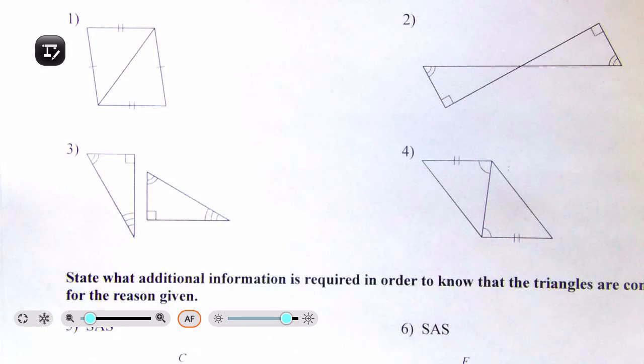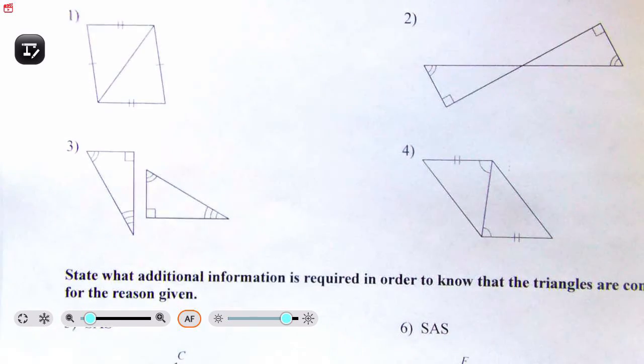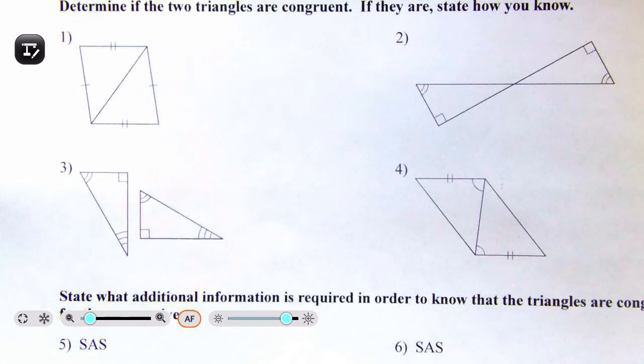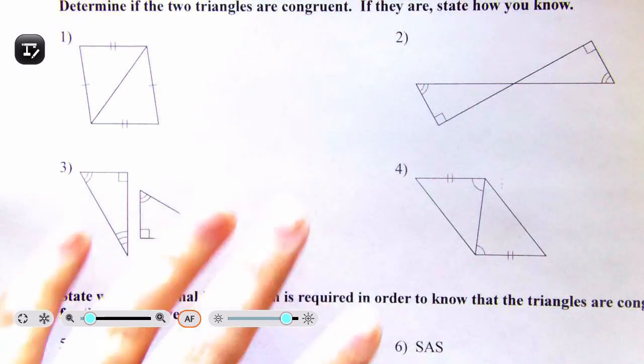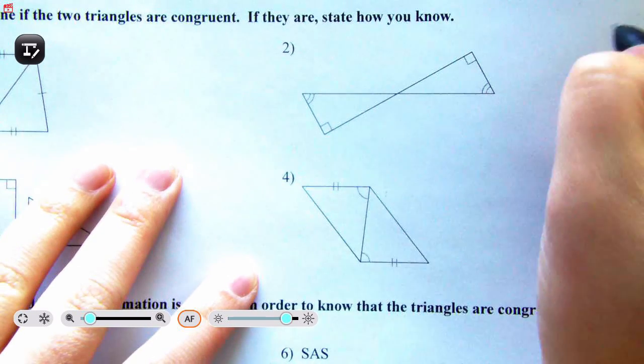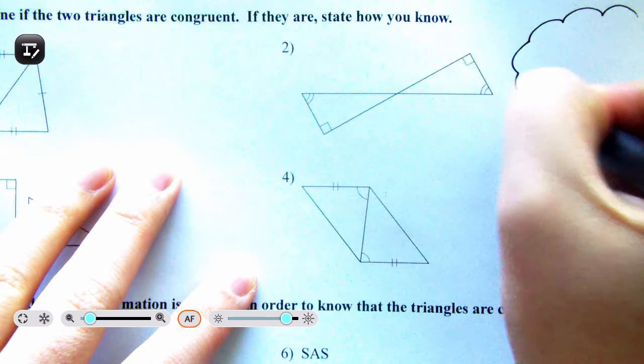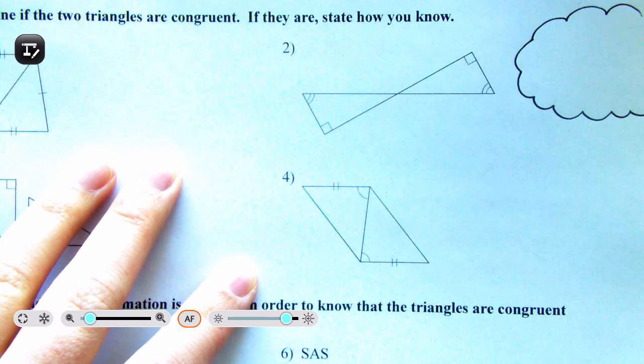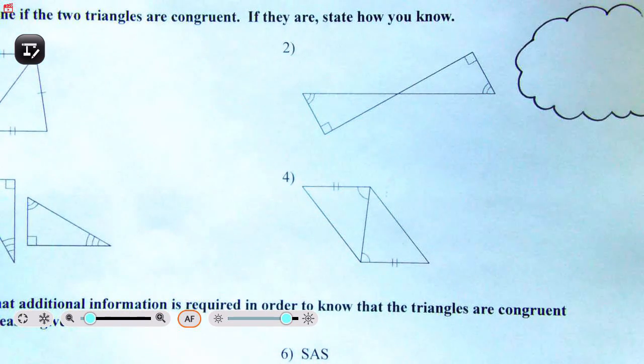All right, so now we're moving on to example number 1. In example number 1, the direction is saying, determine if two triangles are congruent. If they are, state how you know. So far, the reasons we know are, and I'm going to just write them off to the side here. I understand you don't have this worksheet at home. That's okay. Take a moment to draw these. Pause the video. Draw these. And then come back to the video.